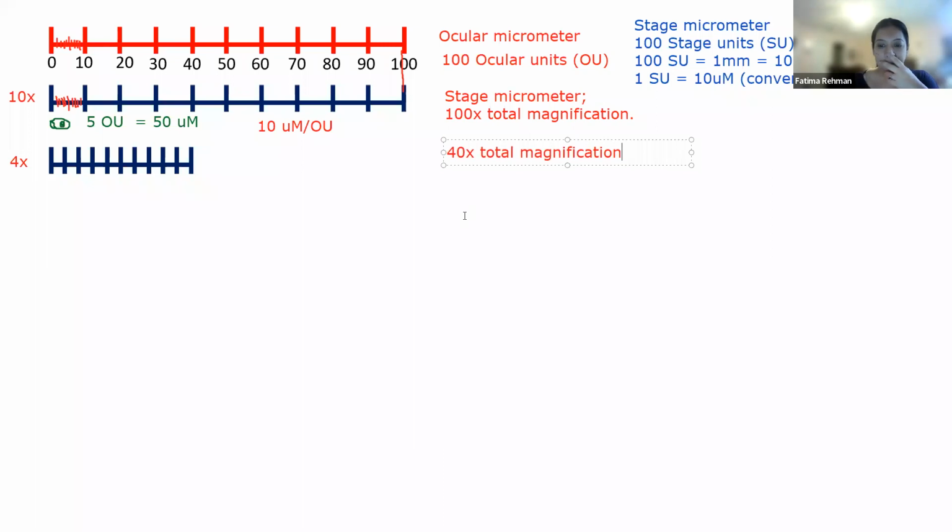You're gonna do the same thing as before, right? You're drawing an imaginary line from the ocular to the stage. So yes, you see the entire 100 stage units in your field, and those entire 100 stage units are only equal this time to 40 ocular units. So you're gonna say 100 stage units are equal to 40 ocular units. Go ahead and solve it out like we did before using the conversion factor and tell me what the answer will be.